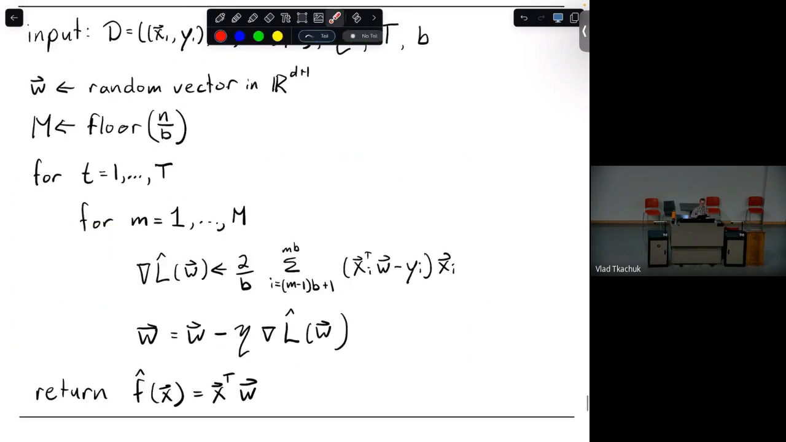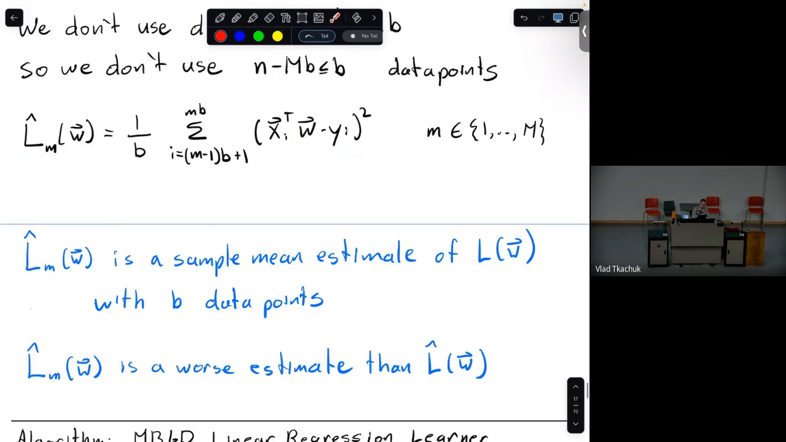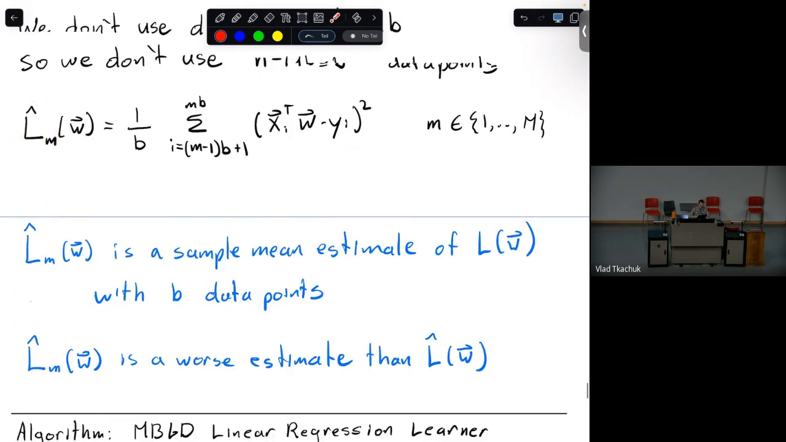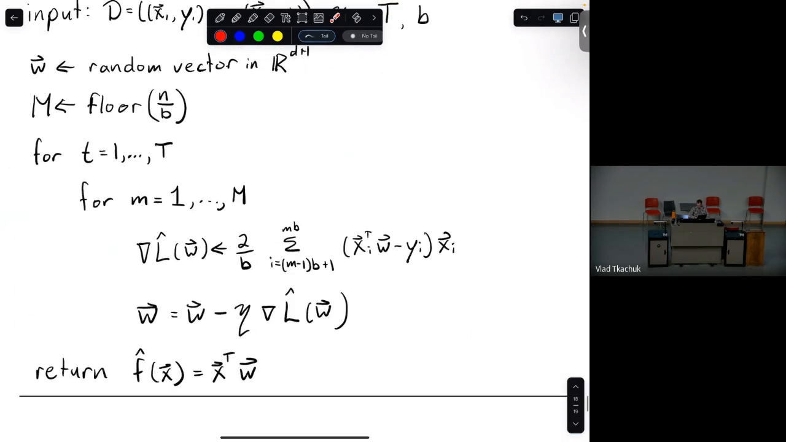All I've done is now, instead of taking gradient descent steps with respect to the derivative of something that had n data points, I do it with something that has b data points. And here I don't use the subscript m because once again, I'm just constantly overriding the L hat. So this L hat really is this L hat here, but I don't write the subscript in the code because you just constantly override the gradient and keep doing the steps. Okay, so this is our algorithm.